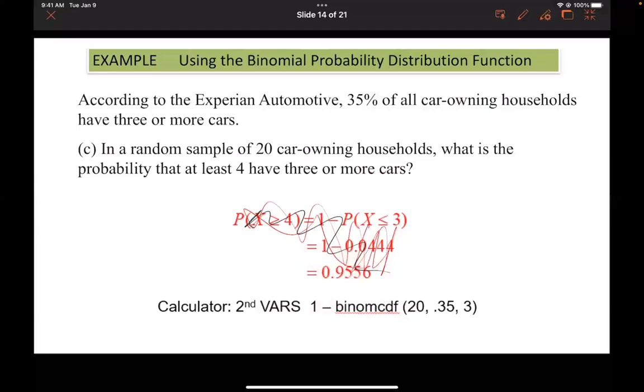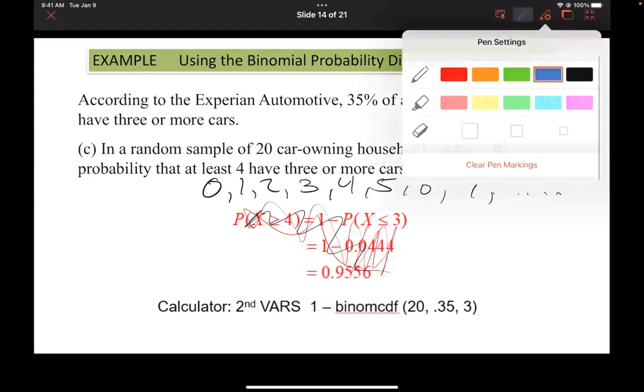Okay, so in this one, we want to know the probability of at least 4 having 3 or more cars. So remember, our binom CDF does less than or equal to. So at least 4 having 3 or more cars means 4, 5, 6, 7, 8, all the way up to 20. So that is greater than or equal to. So I'm going to write these out, just like 1, 2, 3, 4, 5, 6, 7, etc.